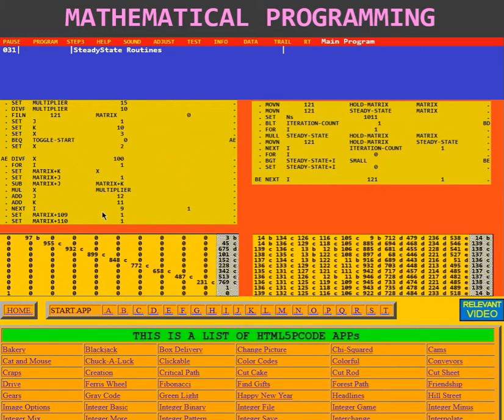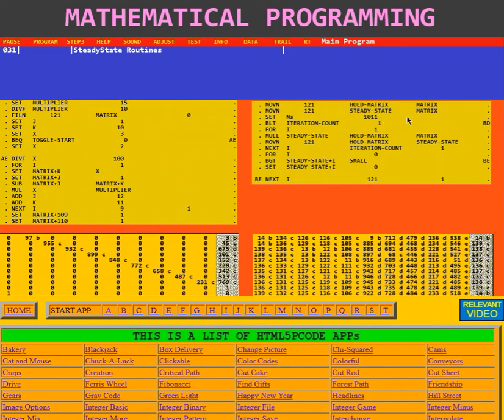Then it says set the matrix value at 109 to 1. That's the one here. That indicates if you're ever in this state, you're going to always go to the last state. And it sets matrix value at 110 to 1. That's this value down here. So anytime you're in the last state, you're going to go always to the first state. Alright, this is the building of the transition matrix.